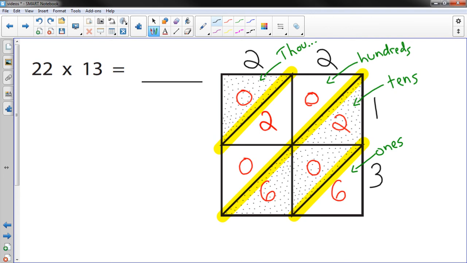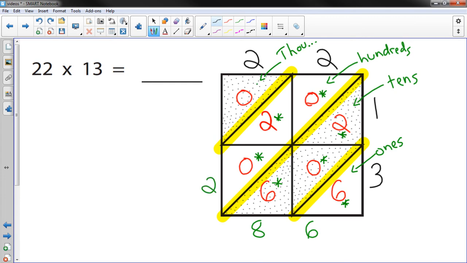And what I need to do now is just add them. Well, down here, there's nothing to add, it's just 6. So I'm just going to write it down here. Now I'm going to go to this tens place and I have a 2, I have a 0, and I have a 6. Well, 6 plus 0 plus 2, that's 8. Now I'm going to go to the hundreds place. There's a 0, there's a 2, and there's another 0. Well, that's just 2.